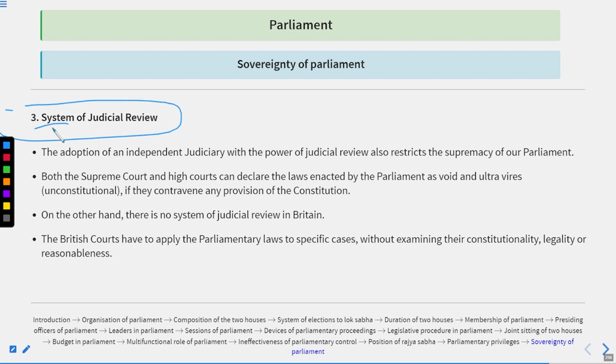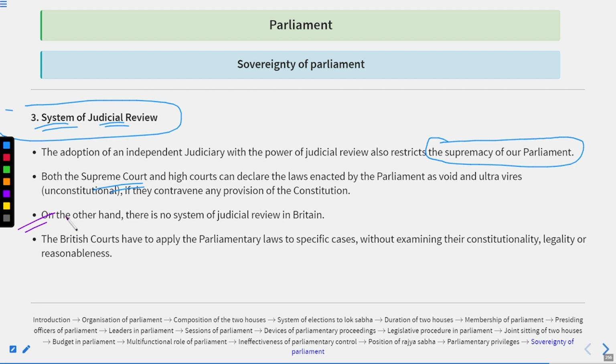System of judicial review existing in India. The adoption of an independent judiciary with the power of judicial review also restricts the supremacy of our Parliament. Their actions could be judged. Both the Supreme Court and High Courts can declare the laws enacted by the Parliament as void and ultra vires, meaning unconstitutional, if they contravene any provision of the Constitution. Why? Because everything is written down. They just compare it with the course of action and then interpret and find out the unconstitutional aspects.